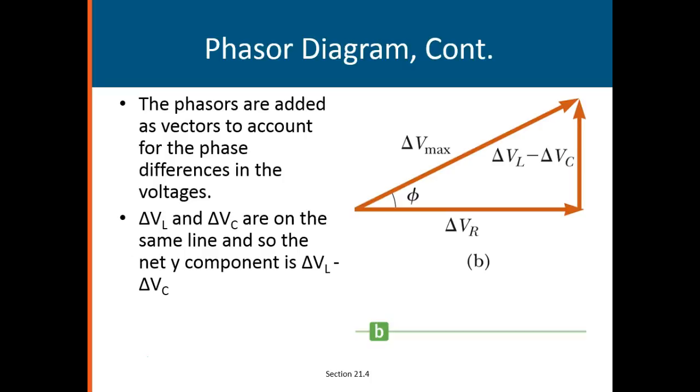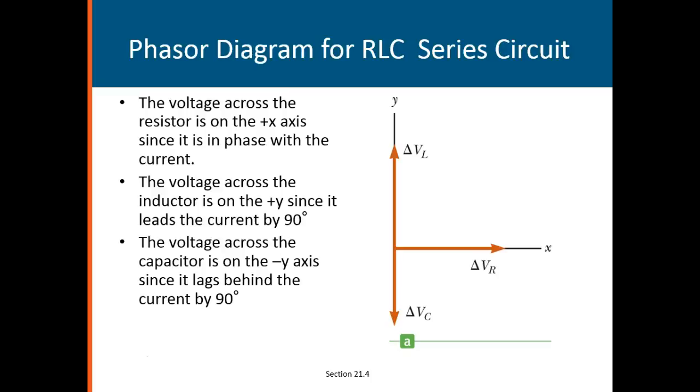Let's go back and see the phasor diagram. See, the delta V of the inductor is up here. Delta V of the capacitor is down here. So at any time, they rotate in phase, so this one is always opposite of that. Can you see it? Okay?